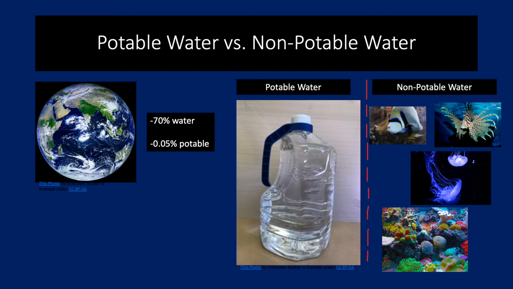Out of the 70% of the earth that contains water, only 0.05% of that volume contains potable water. Due to this fact, recycling rainwater is extremely necessary to increase the quantity of potable water.